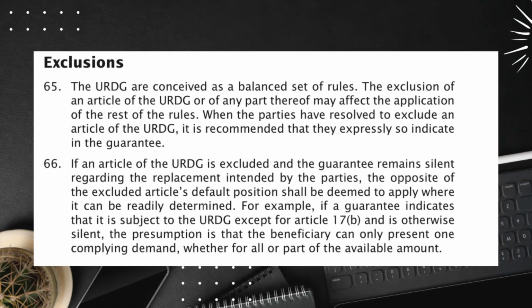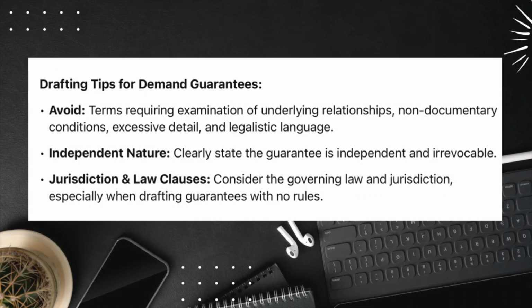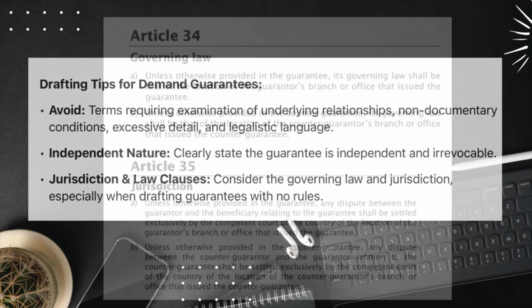Finally, exclusions. Rule 65 warns that removing part of the URDG can affect how the remaining rules apply. If you exclude an article, state it explicitly in the guarantee to avoid misunderstandings. And that's a wrap of ISDGP rules for drafting demand guarantees. Remember, clarity and precision are key to avoid disputes.